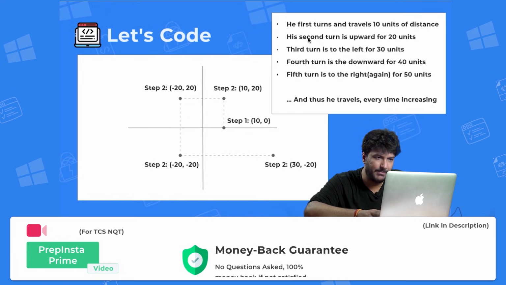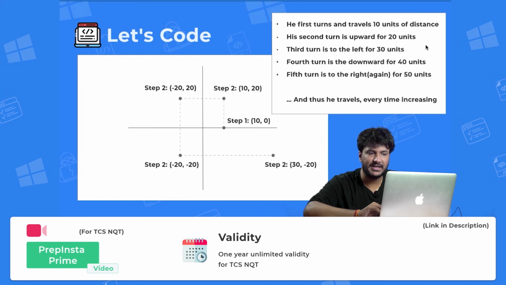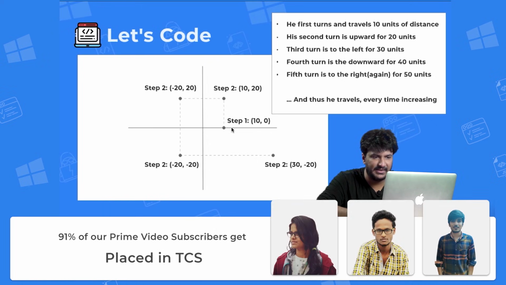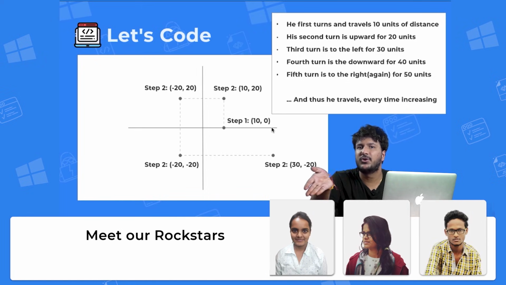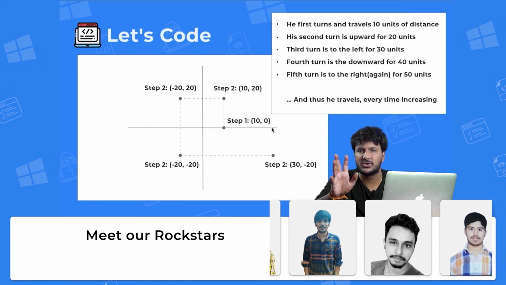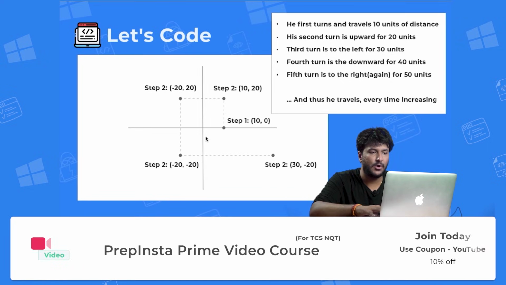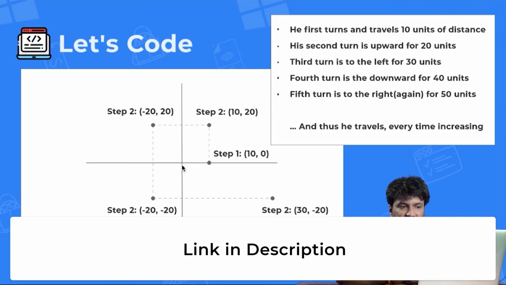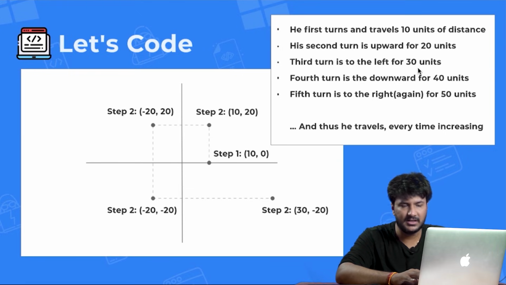Okay, so now the second step, his second turn is upwards. A lot of people will get confused this time. They think, okay, he turned right, so he will be facing in this direction, so his upward is this. No, if you even try to match your results with the test cases, it's not like that. They are just talking about direction. Right means right of the center, left means left of the origin, upward means upward of the origin, downwards means downward of the origin. So always the origin is the reference. Okay, so the second turn is upward 20 units.